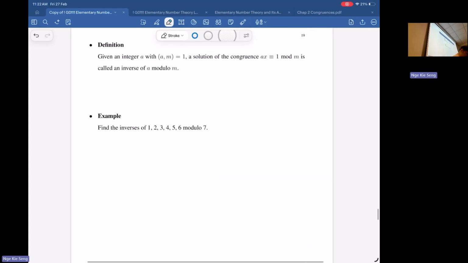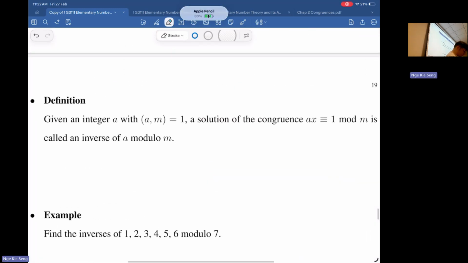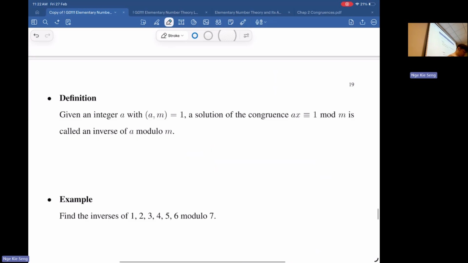Okay, then this will motivate this definition here. Let's say n and m, the GCD is 1. Then the solution to this congruence is what we call the inverse of A. Why is this the inverse of A? Because this x, when you multiply to A, you get 1. This is the inverse.